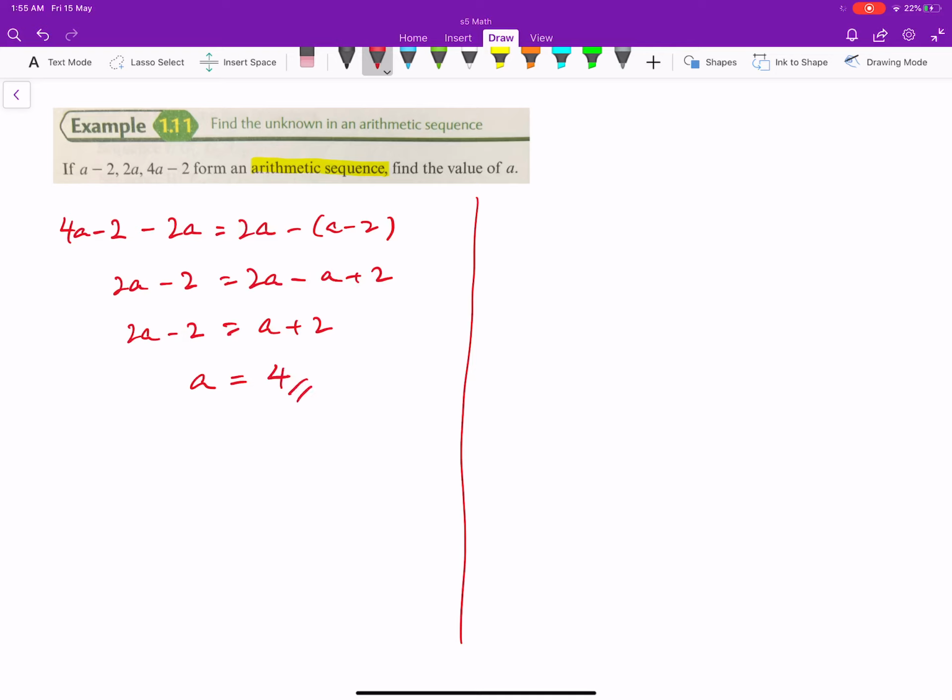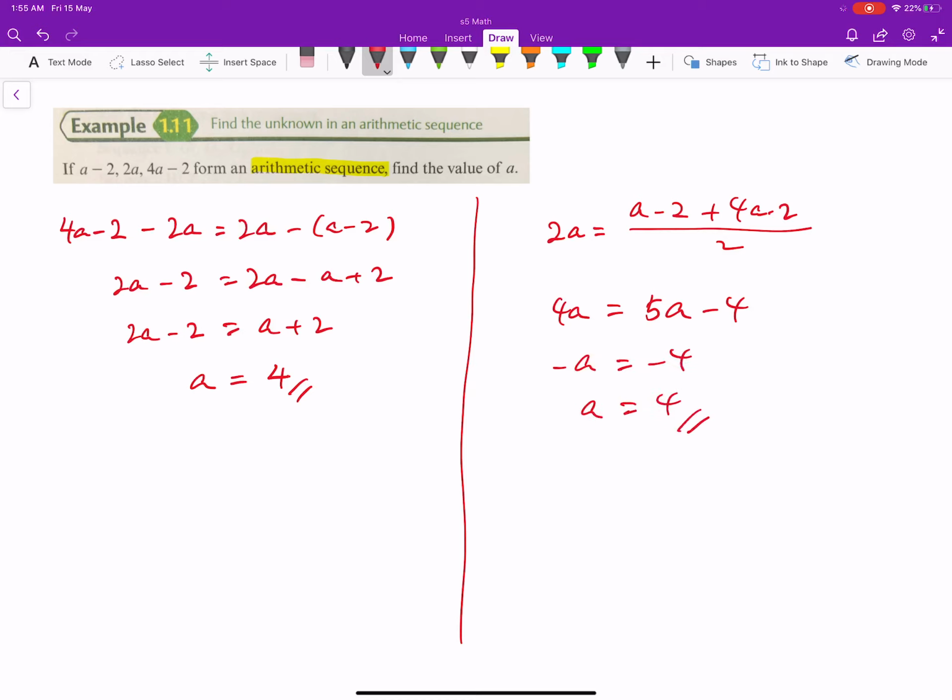4, right? Okay, and if we use the property we just learned, the middle one will be equal to the first term plus the last term over 2. Okay, and then let's multiply the 2 here. So we get 4a equals 5a minus 4. So we get negative a equals negative 4. So we get the same result, right? So you just use the one.